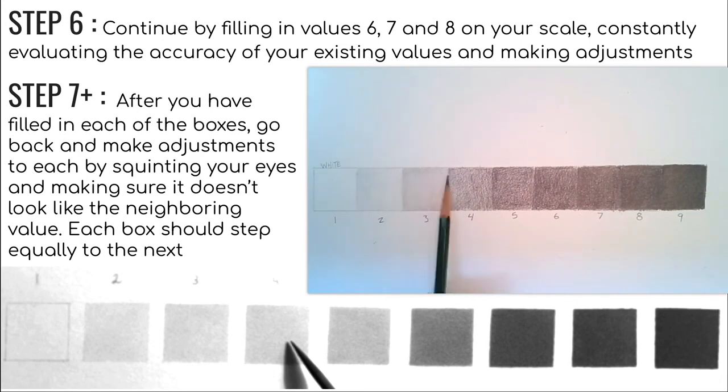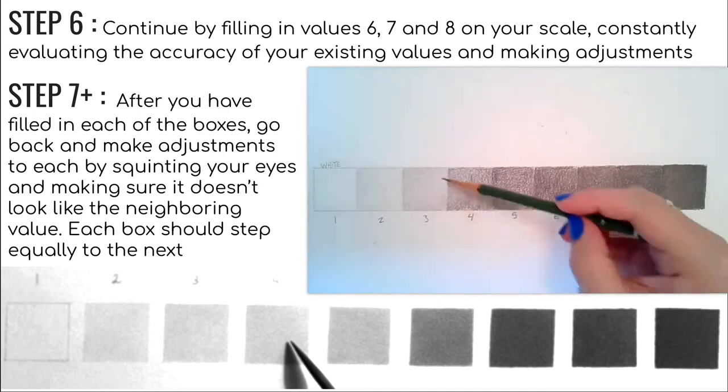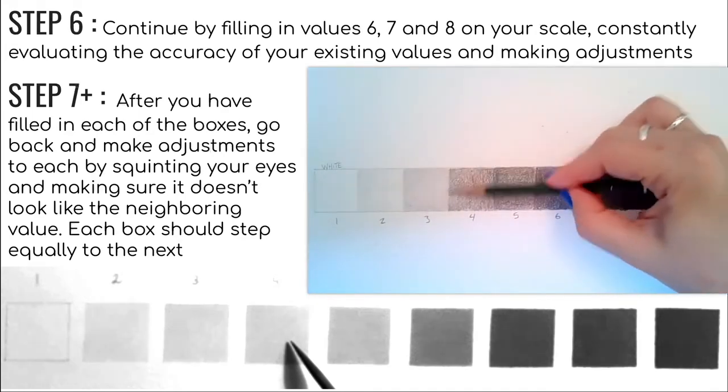Something you can do is hold your paper further away from yourself. Maybe have a friend hold it back and take a couple steps back from you, so you have some space and you'll be able to see those values a little bit more clearly. If you don't feel like doing that, another thing you can do from just your seat is squint at your value scale, and it'll help you see those values that are maybe a little bit too close together.